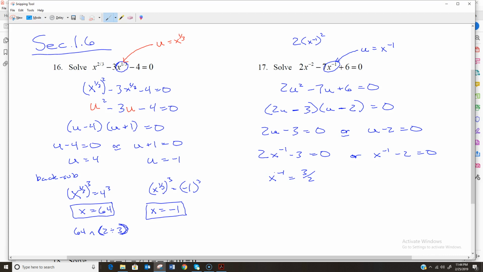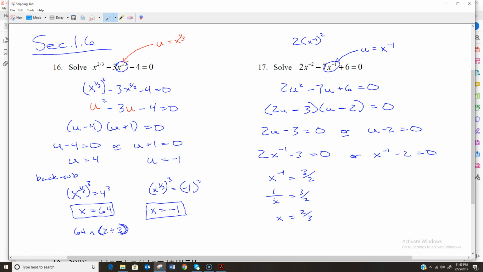And how do you get rid of a -1 power? Well, there's a variety of ways you could do this. One of the things that you can do is you can put the x on the bottom. I think this is probably the easiest. So x to the -1 is like 1 over x. So if 1 over x is 3/2, I can just flip both the fractions, or I could multiply by x. I think I'm going to flip the fractions. If you have just a fraction on one side and a fraction on the other side, it's okay to flip it. So if I flip this over, I get x, and on this side I get 2/3.